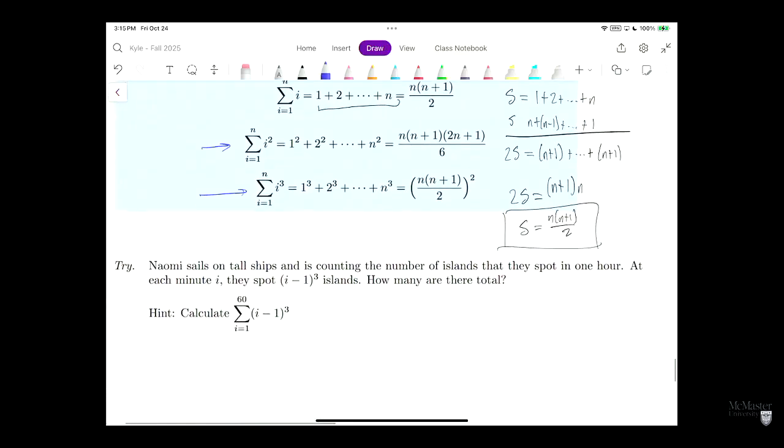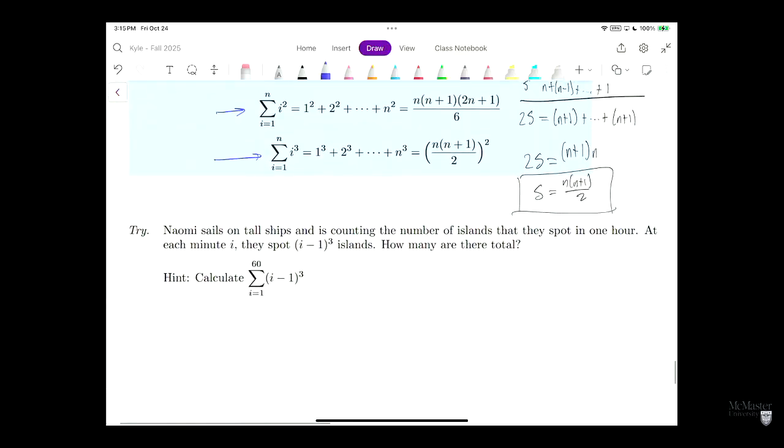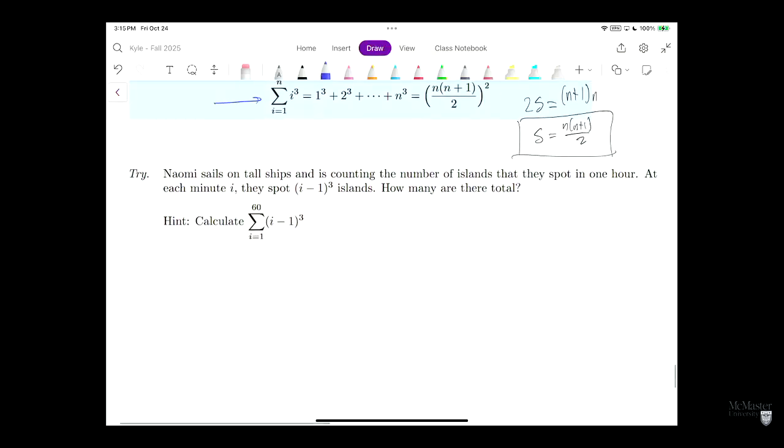Alrighty. So Naomi was in the last tutorial. So Naomi sails on tall ships and is counting the number of islands that they spot in 1 hour. At each minute i, they spot i minus 1 cubed islands. How many are there total? So we want to compute this sum of i equals 1 up to i minus 1 cubed.